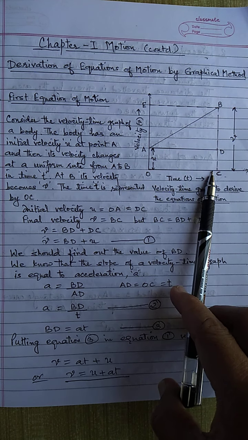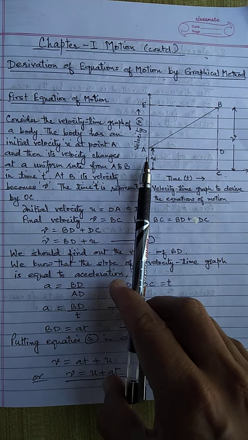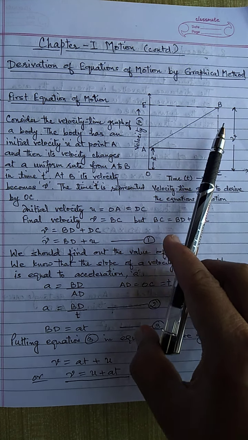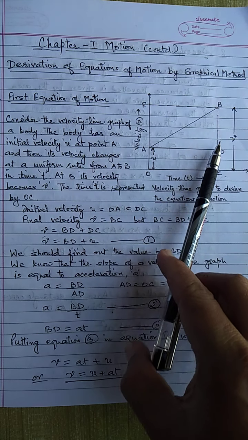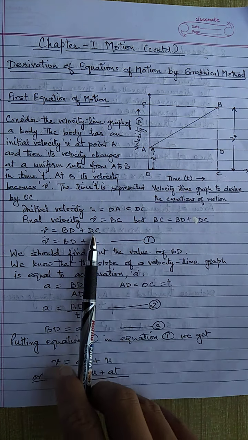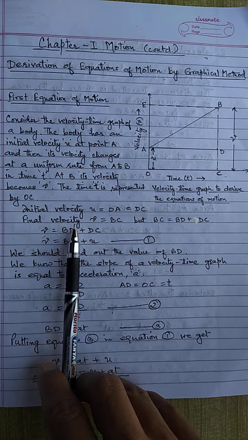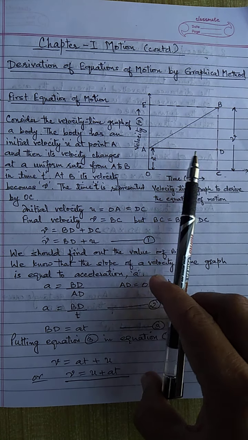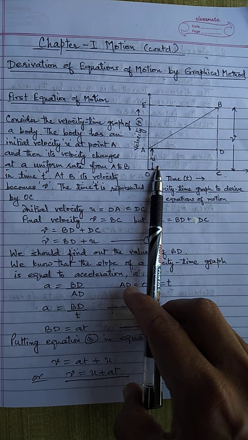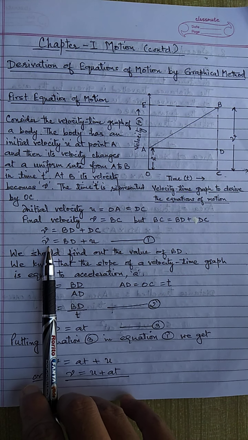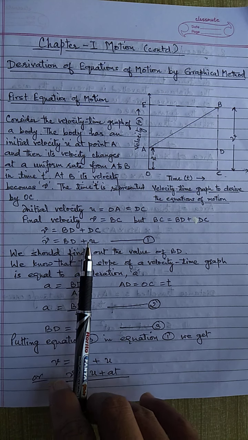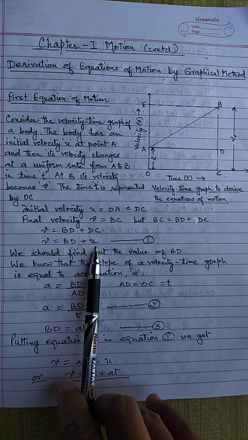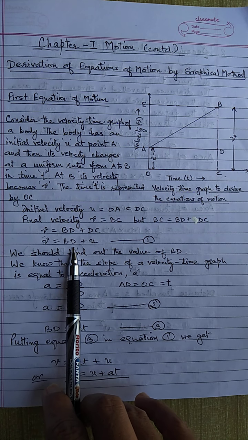So time t is OC, initial velocity u is OA, and final velocity v is BC, or BC is equal to BD plus DC. So v is equal to BD plus DC, and we know what DC is. DC is equal to OA, which is the initial velocity. So the final velocity v becomes BD plus u. DC is u, so we will write v is equal to BD plus u. Now we should find out the value of BD.